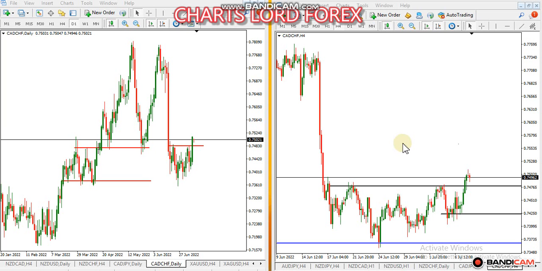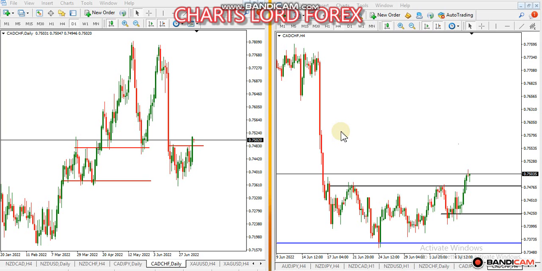This is the Cadchf pair. On my screen right here, I've got two different charts from two different brokers paired up together. This is mostly how I do my analysis to give me a broad overview of what exactly is happening in the market, so I can see the higher time frame and look at the lower time frame almost simultaneously.